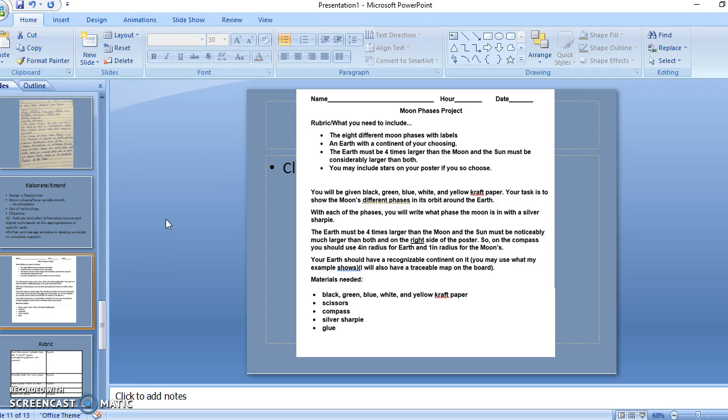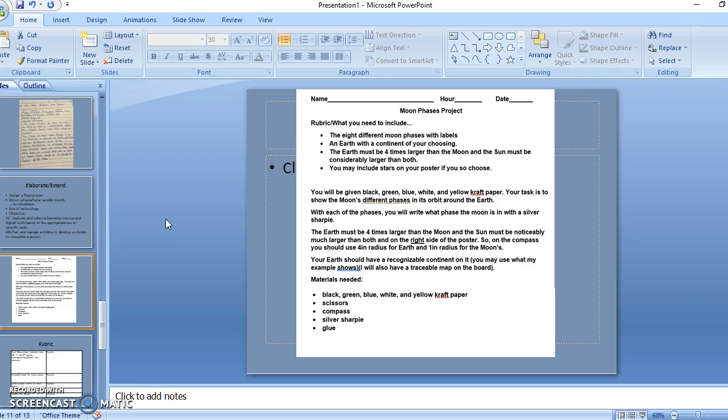So what they had to do on this poster, whatever they chose to do, was draw the different moon phases with the labels. And they had to have an Earth, a moon, and a sun. Their Earth and moon had to be scaled so that the Earth was 4 times larger than the moon. They had to figure that out. And the sun had to be much larger.